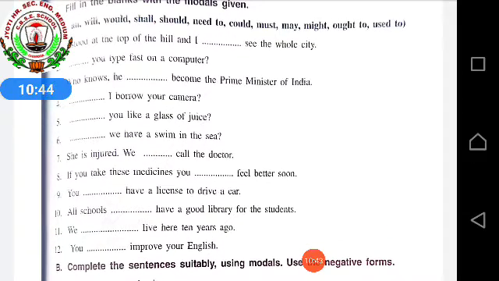Like 7th one, I'll be reading the question for you. She is injured. We dash call the doctor. 8th one, if you take these medicines, you dash feel better soon. 9th, you dash have a license to drive a car. 10th, all schools dash have a good library for the students. 11th, we dash live here 10 years ago. 12th, you dash improve your English. So in this way we have to do the work.